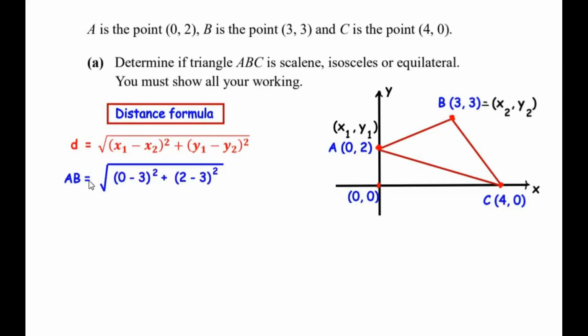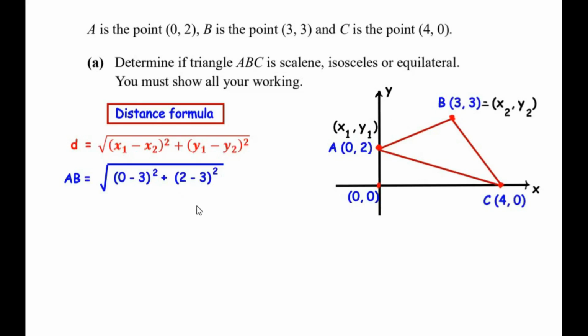So here for AB, I have considered the coordinates of A, 0, 2, as x1 and y1 and B as x2 and y2. You can use it vice versa as well. That is, you can make 0, 2 as x2, y2 and 3, 3 as x1, y1. It would give you the same answer. So here we have substituted x1 minus x2. So x1 is 0 minus x2 is 3 the whole square plus y1 minus y2. y1 is 2 and y2 is 3. So 2 minus 3 the whole square.